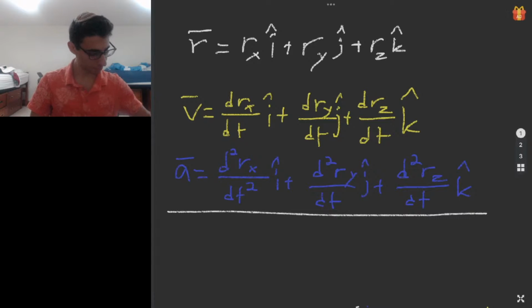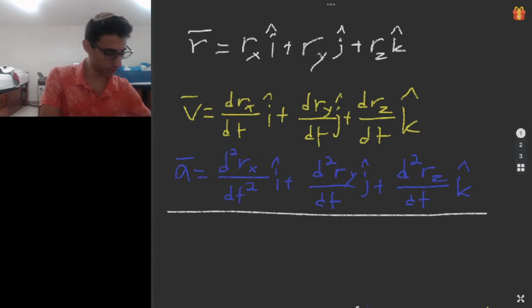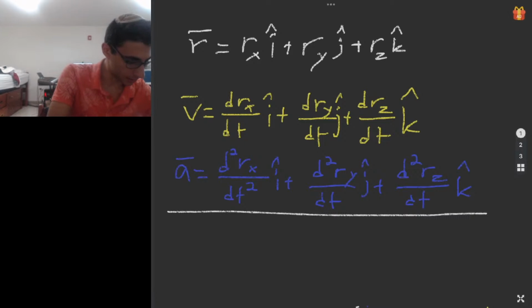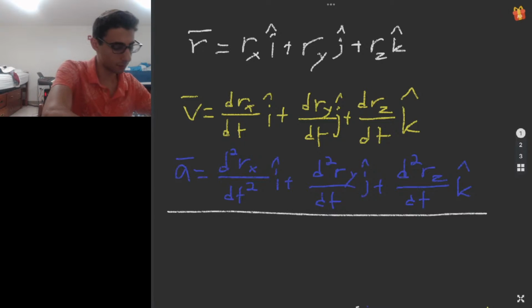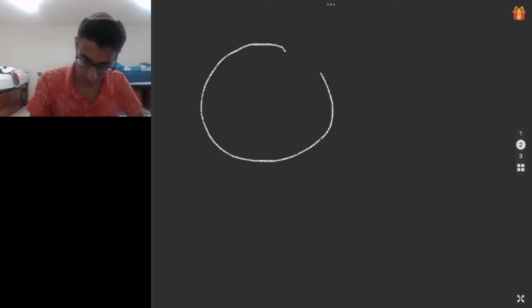So let's actually use these ideas to understand something. We're going to use them to understand a certain kind of motion. Now, why are we understanding this kind of motion? I don't know, but we're doing it. Okay, suppose we have a circle.